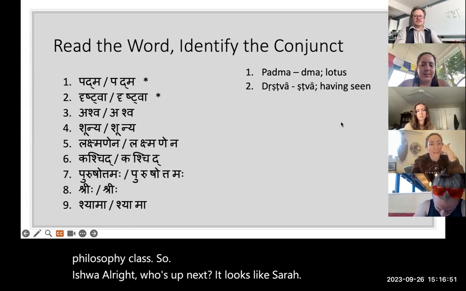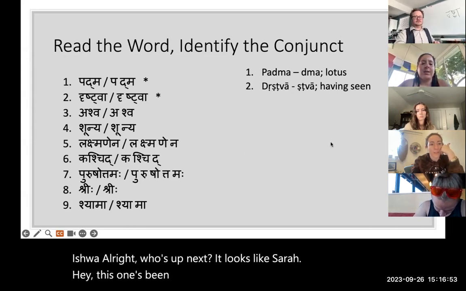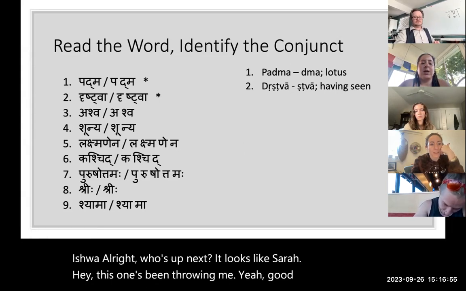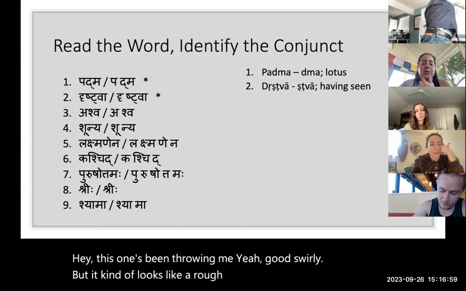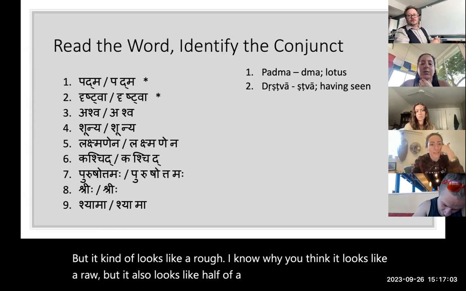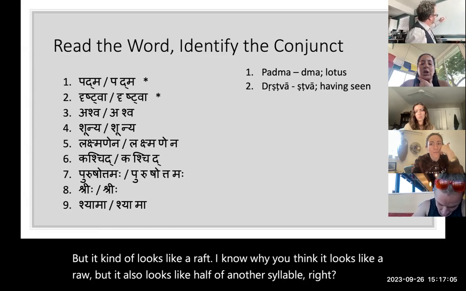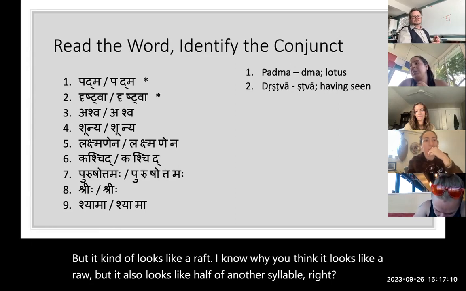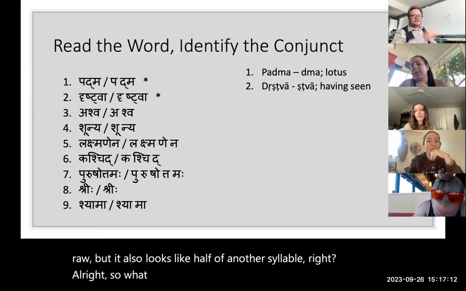Hey, this one's been throwing me. Yeah, this little swirly thing, it kind of looks like a ra. I know why you think it looks like a ra, but it also looks like half of another syllable, right? Uh-huh. All right. Okay. So what are we looking at?